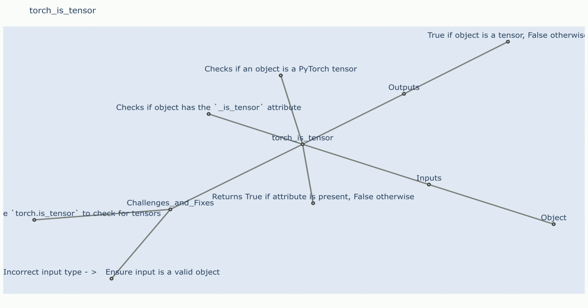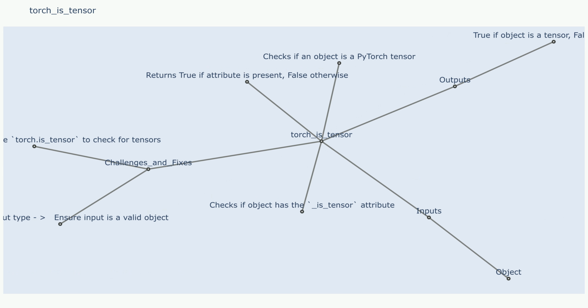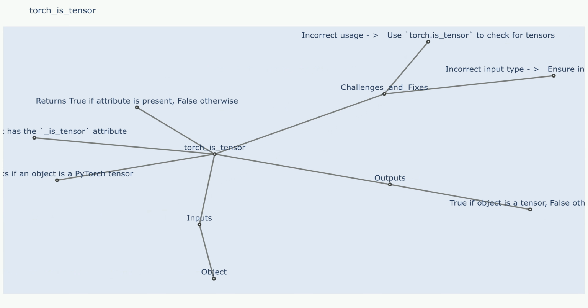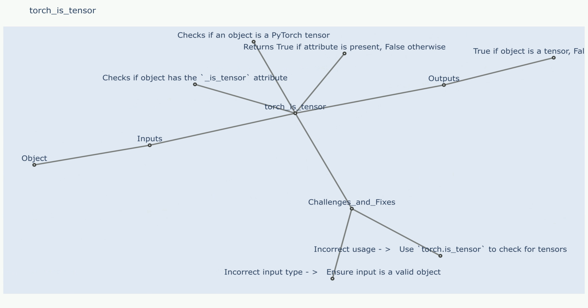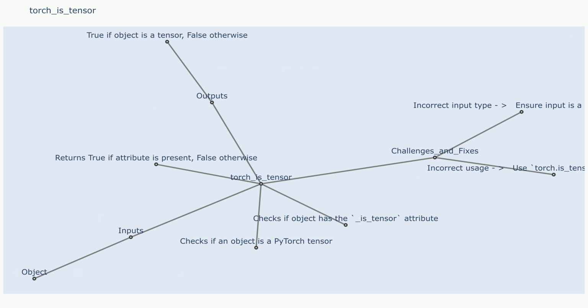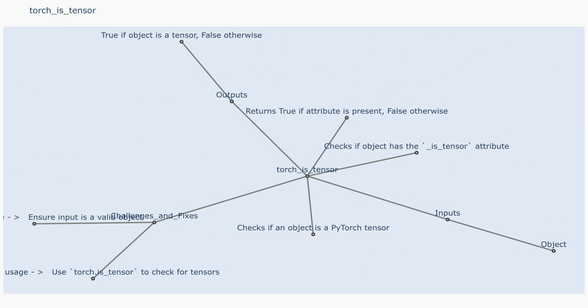torch.is_tensor. Description. The torch.is_tensor function checks if the input object is a PyTorch tensor. Inputs. Input 1: object. This is the object you want to check if it is a PyTorch tensor. It can be any Python object, including lists, tuples, numpy arrays, and other PyTorch tensors.